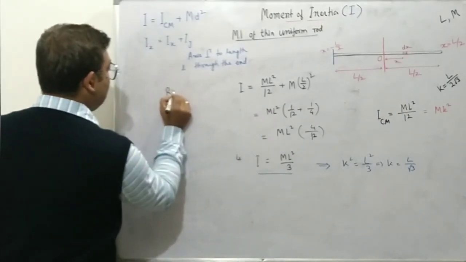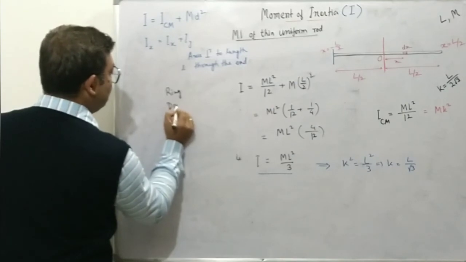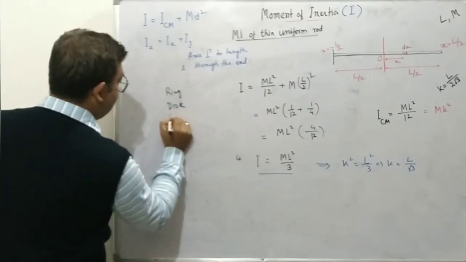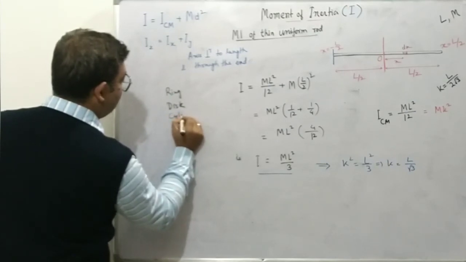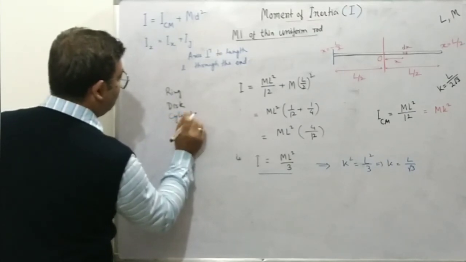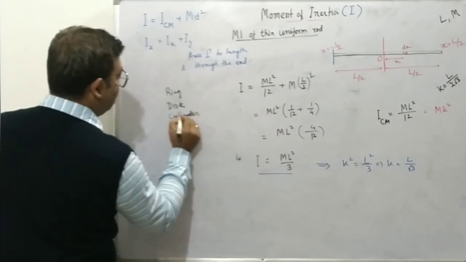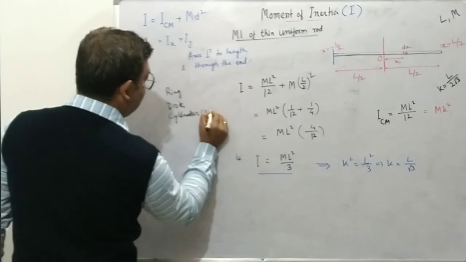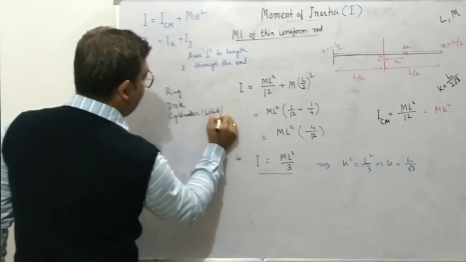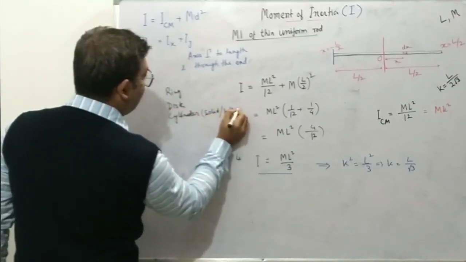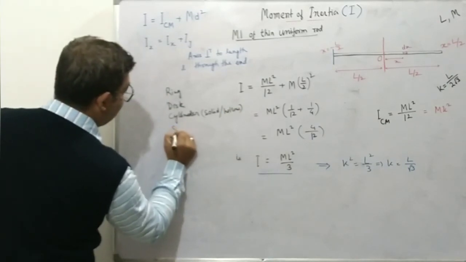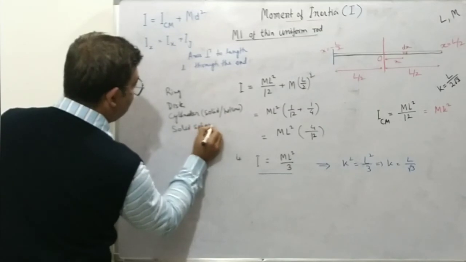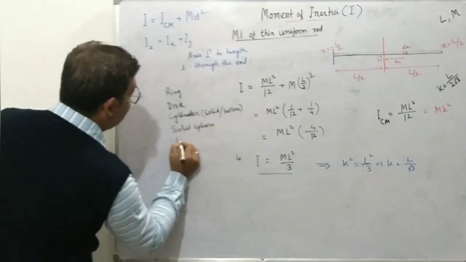Ring, disc, then we have said cylinder, solid and hollow, then we have said solid sphere, and we have also found rod.